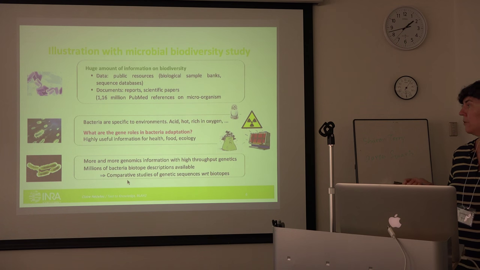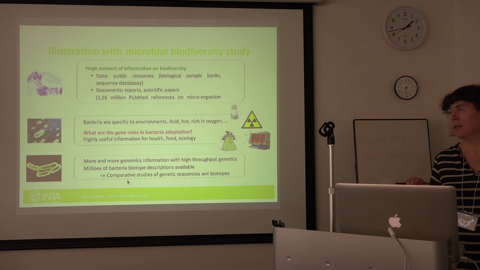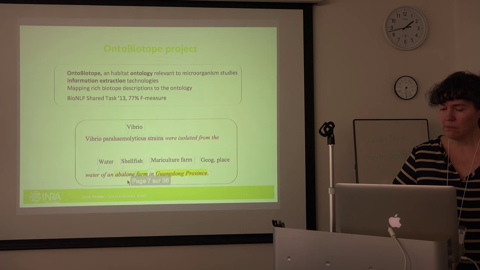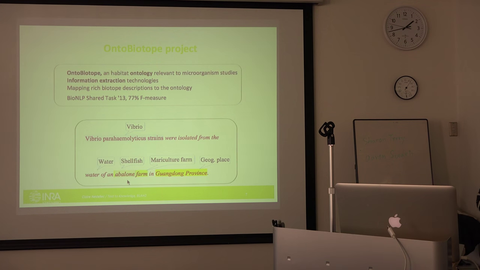At the moment, there are millions of these bacteria habitat, these bacteria biotope, descriptions available. So the Ontobiotope project. The goal of the Ontobiotope project is to develop information extraction technologies on these descriptions and to map these descriptions to a relevant ontology called Ontobiotope that would be specifically dedicated to microorganism studies. We organize two tasks, and there will be a third task next year, BioNLP shared task, about this goal.